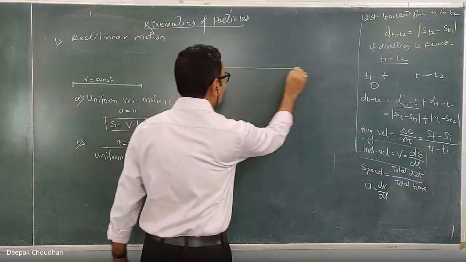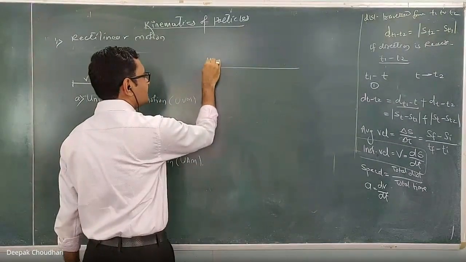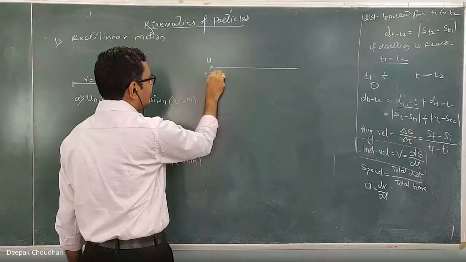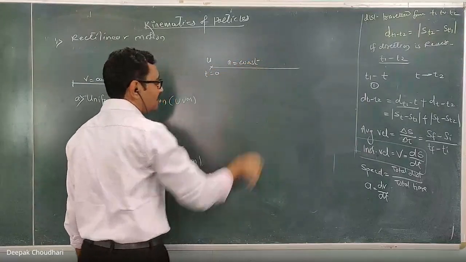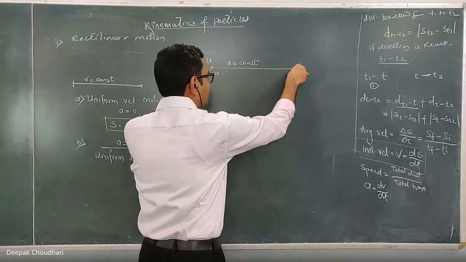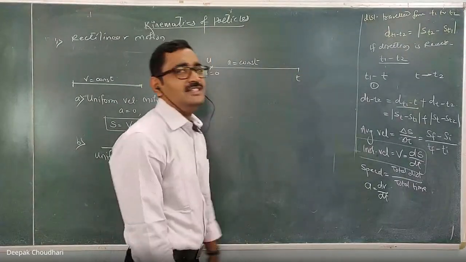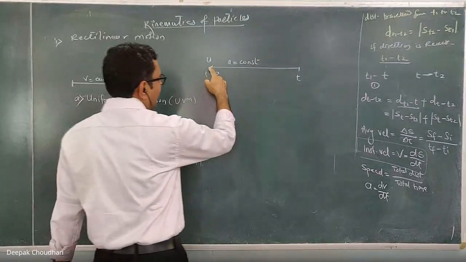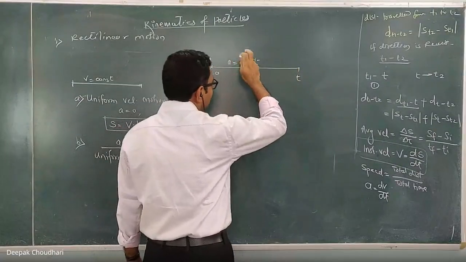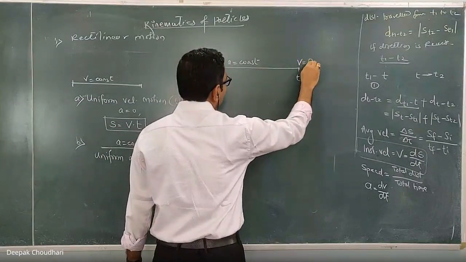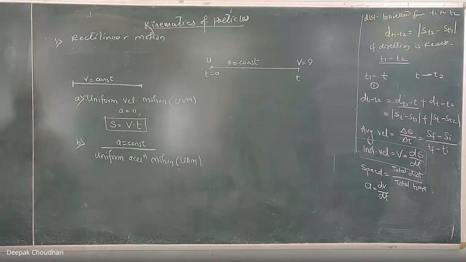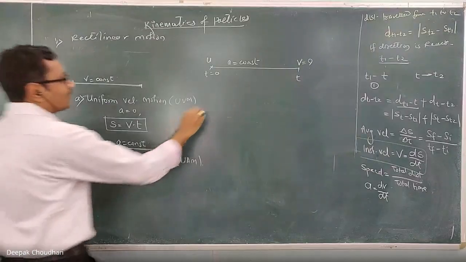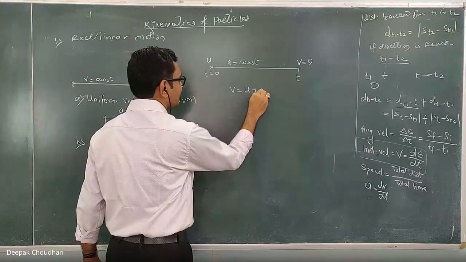Suppose one particle is moving along a straight line, the initial velocity is u. Initial velocity means the velocity at t equal to 0. This particle is moving with a constant acceleration a, maybe positive, maybe negative, but during the time interval t, the acceleration remains constant. What will be the velocity of the particle at time t? How are you going to calculate that? V equal to U plus AT.